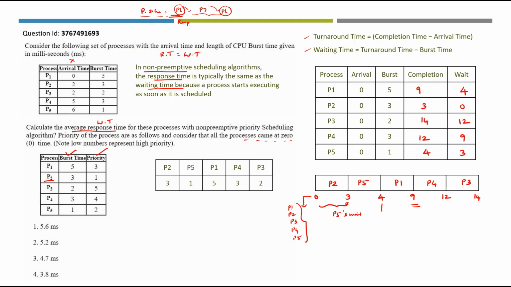Turnaround time will be equivalent to completion time because turnaround time will be completion time minus arrival time, which is 0 in all the cases. So this will be automatically the turnaround time.